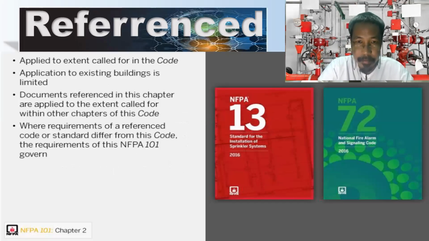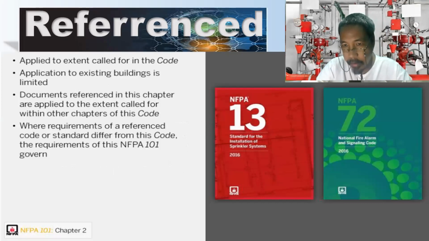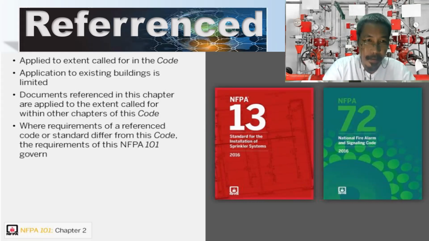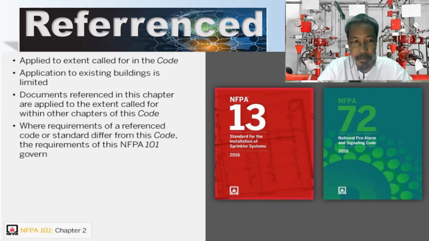For example, we have reference NFPA 13 here, the standard for installation of sprinkler systems, and NFPA 72, the National Fire Alarm and Signaling Code. Sprinkler and alarm are usually used together in a system applied to the extent called for in the code. Application to existing buildings is limited. Documents referenced in this chapter are applied to the extent called for within other chapters of this code. Where requirements of a reference code or a standard differ from this code, the requirements of this NFPA 101 govern.